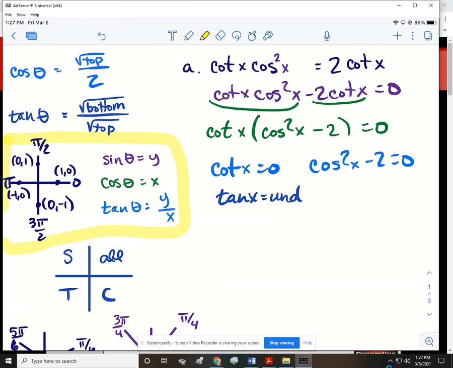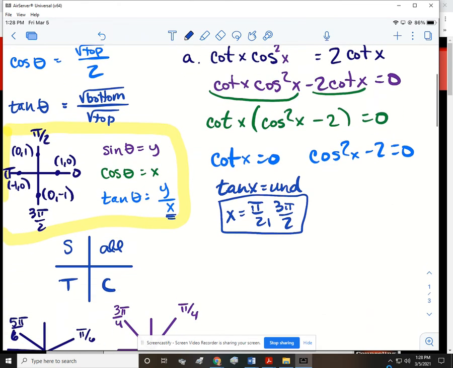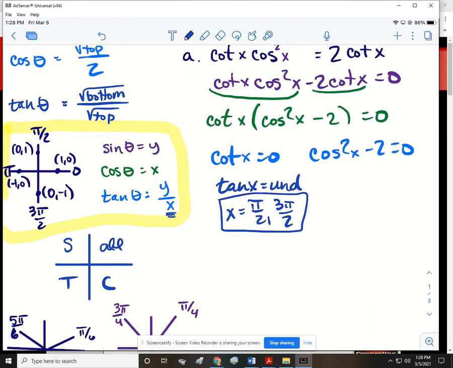So for tangent to be undefined, we need 0 in the denominator, which means we're going to want our x to be 0. And so there are two angles where the x coordinate is 0, and that is when the angle is pi over 2 or 3 pi over 2. So we have two of our answers, angles that we can put in to the original problem and have it give you a true statement.